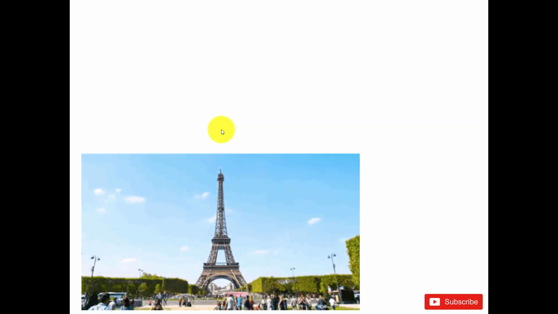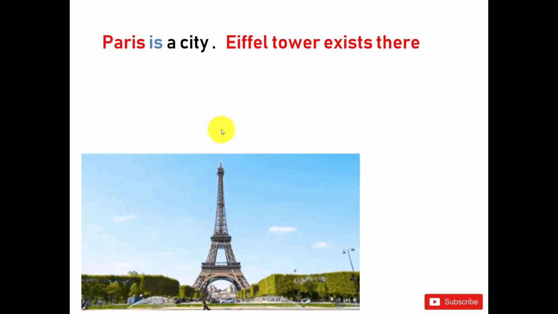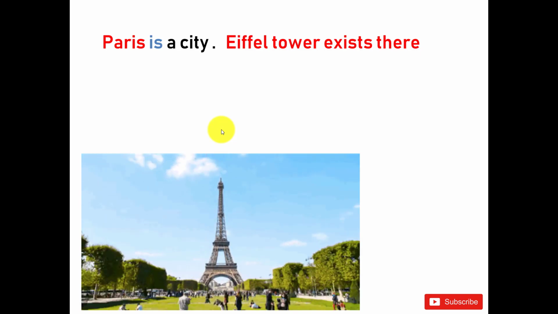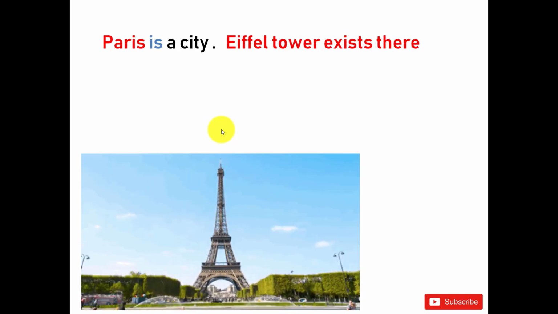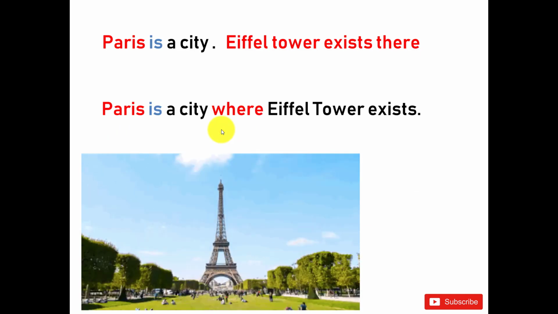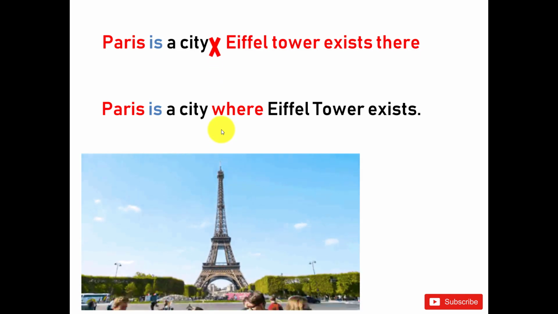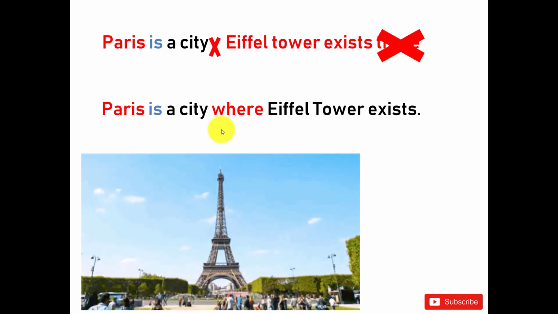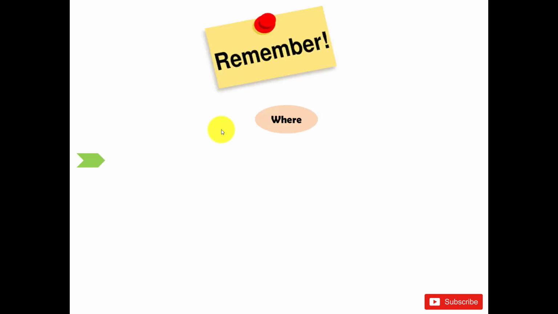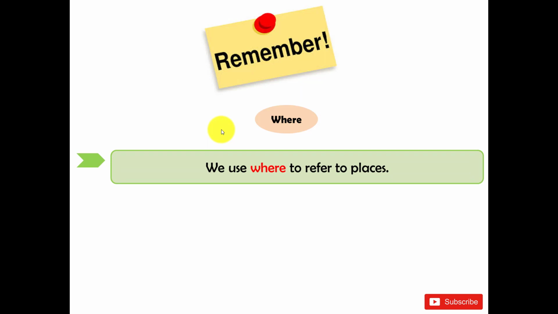Good job. Next, Paris is a city. Eiffel Tower exists there. We are talking about Paris as a city, right? Or as a place. We can get this sentence to join the two. Paris is a city where Eiffel Tower exists, right? So we dropped the full stop and "there" because "there" represents Paris. Remember, "where" is used to refer to places.